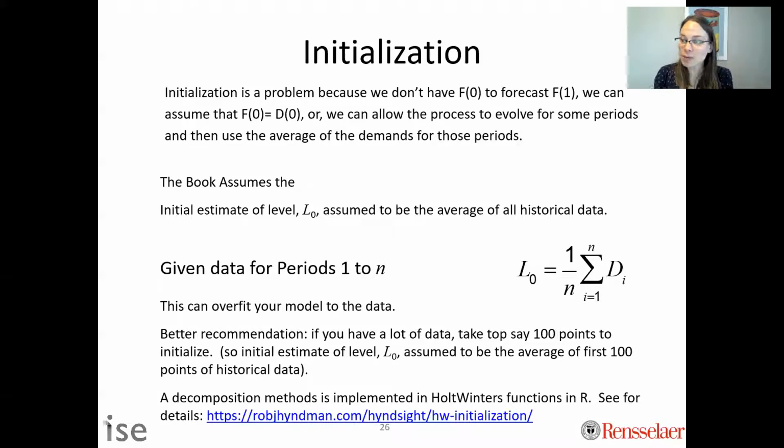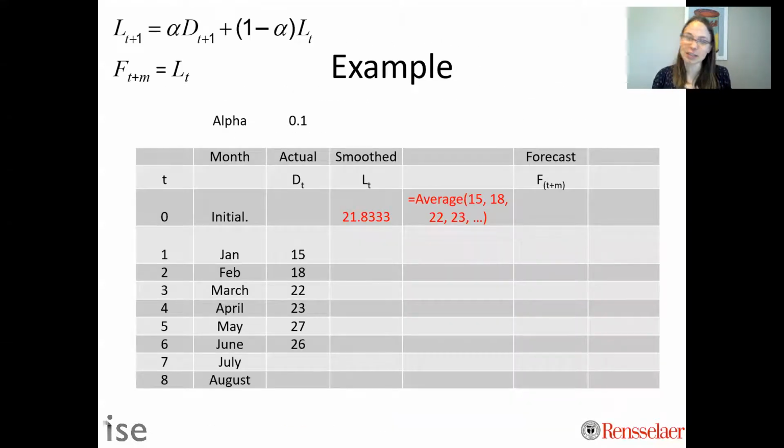So it's something important as you implement. We do need to initialize, and there are many, many different ways you can do that. As an example, what we are given is historical data, D of t, from January till June. So we need to initialize. Here, as just an example of initialization, I'm going to take the average from January through June, and that's going to be my L of 0. There are many approaches to initialization.